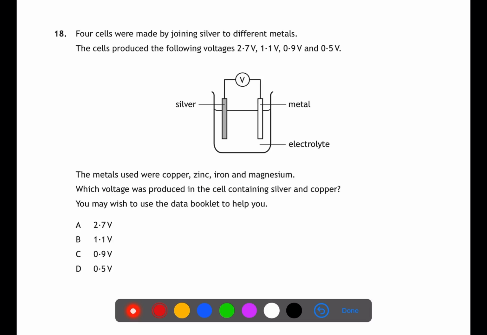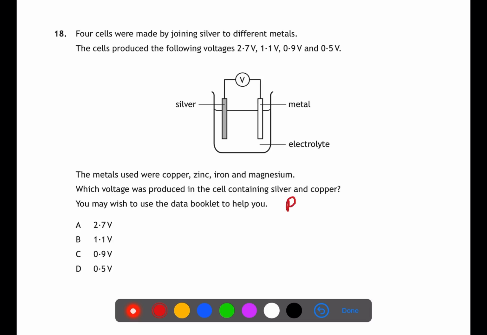Question 18. 4 cells were made by joining silver to different metals. The cells produced the following voltages: 2.7, 1.1, 0.9 and 0.5 volts. The metals used were copper, zinc, iron and magnesium. Which voltage was produced in the cell containing silver and copper? You may wish to use the databook to help you.